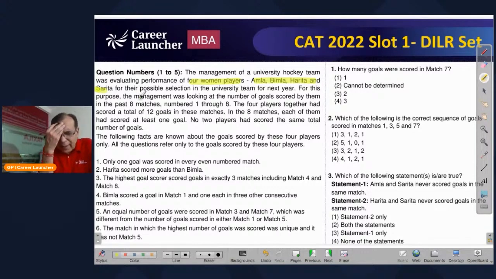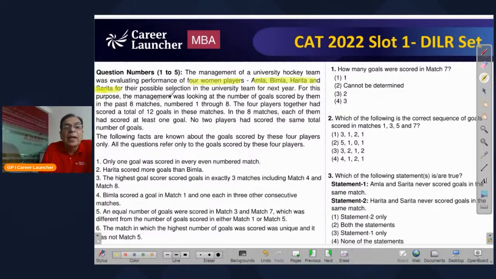So normally when I'm reading, I don't bother about the full name, because when I'm going to make the table, I'm not going to write the full name. I'll not write Amla, Bimla, Harita, and Sarita. I'll write ABHS. So that is what I normally end up speaking also. For their possible selection, the university team for next year.